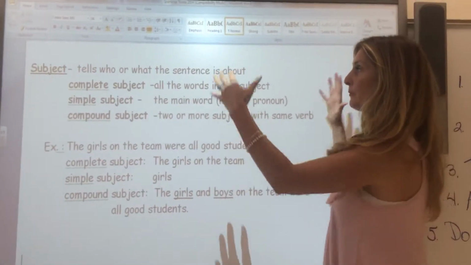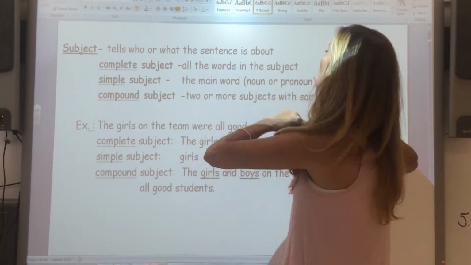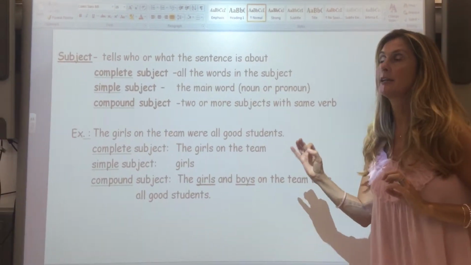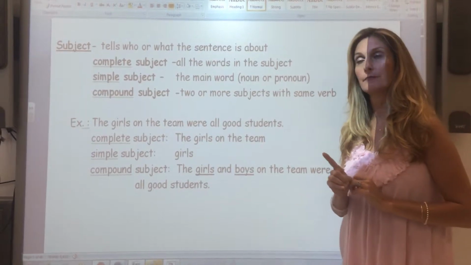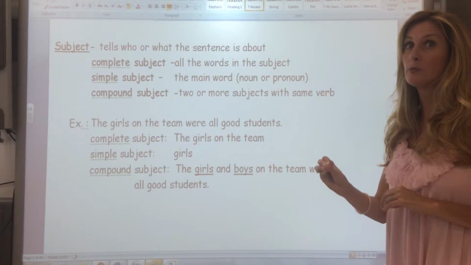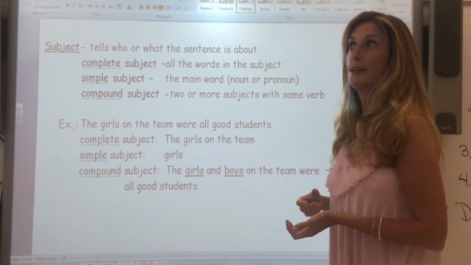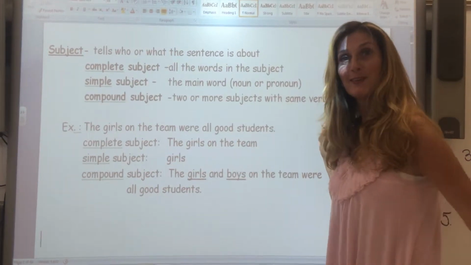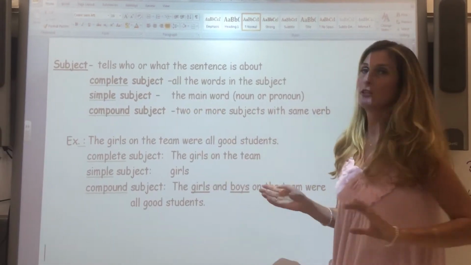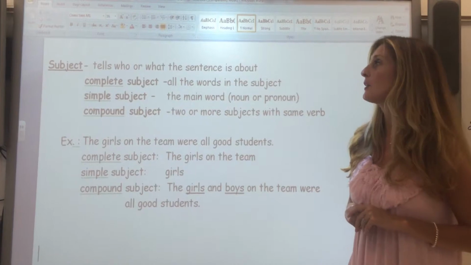We have the complete subject. I do this because it's like completing the whole thing, the whole picture. The complete subject is all the words in the subject part of the sentence. The simple subject is the main word, which we know now is going to be a noun or pronoun. And if you don't know your nouns and pronouns, then hopefully I have completed those videos and you can go and review them. We're going to talk about the compound subject in a little bit, so just forget about that for a second. We're just going to focus on the complete subject and the simple subject.